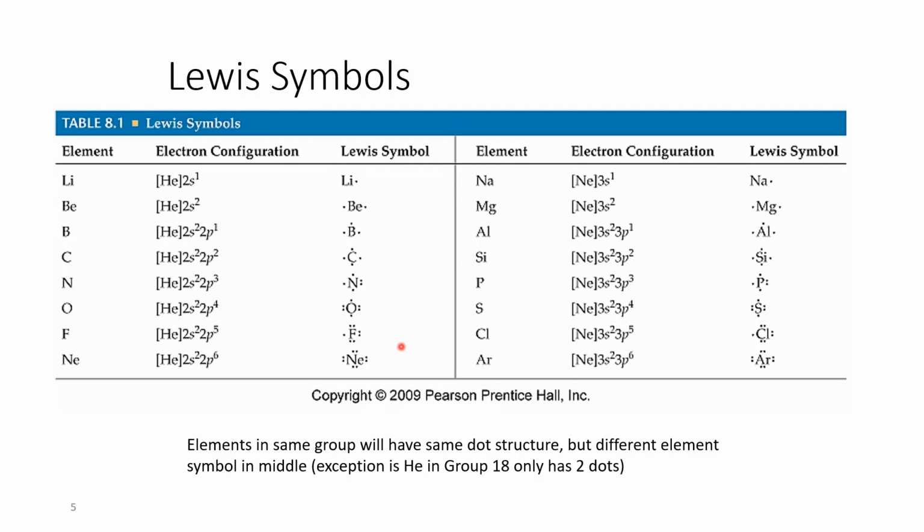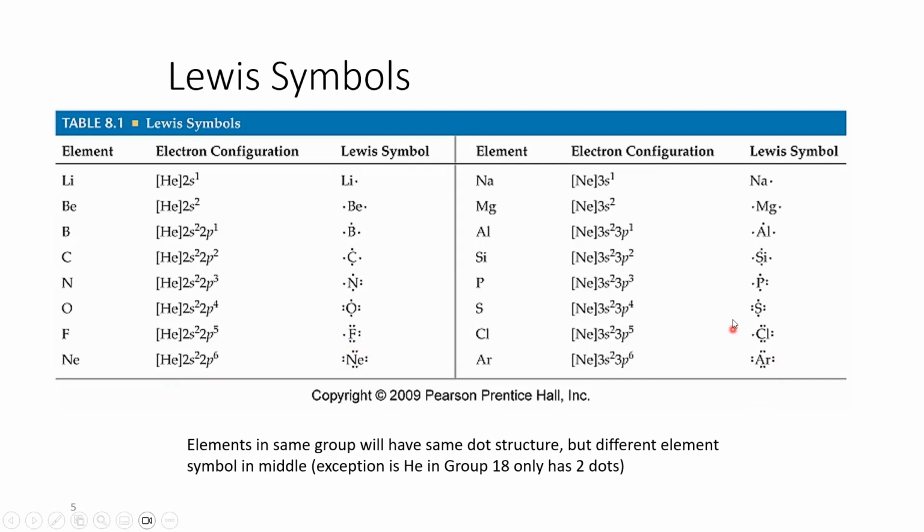Since it's in that first period, it really only needs 2 valence electrons to fill its valence shell, whereas the rest of those noble gases are going to have 8. So helium would just have 2 dots, whereas argon, neon, all of the other noble gases, as we can see here, are going to have 8.